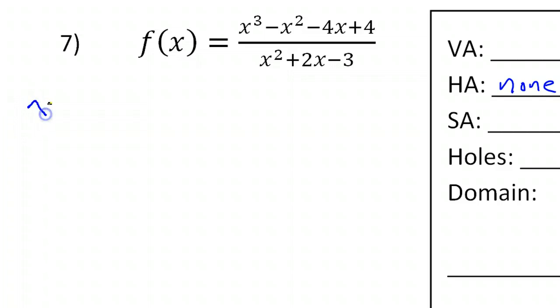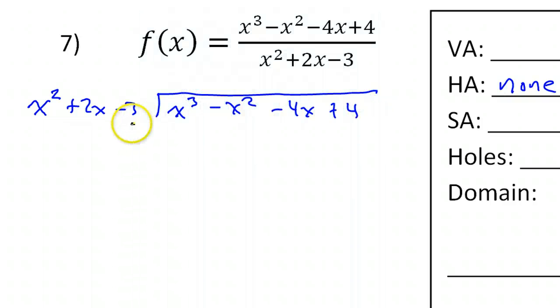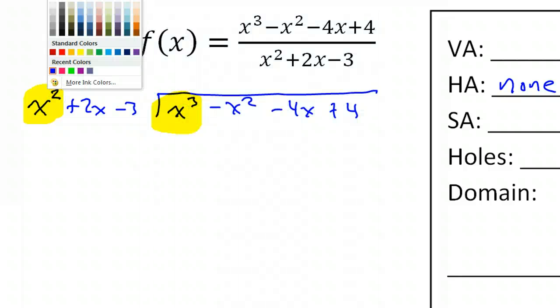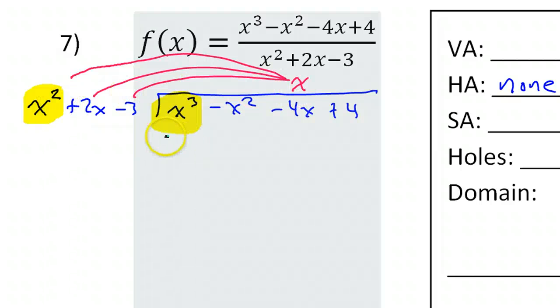So if I do x squared plus 2x minus 3, and I divide that into the numerator. Okay, and so here we go with the long division. Start off looking at these two and ask yourself, x squared times what will give me x to the third power? Clearly that's x, and I'm going to put it over here in the x column. Now take that and do the distributive property with it. Alright, so x times x squared is x to the third power. X times 2x is 2x squared. X times negative 3 is negative 3x.